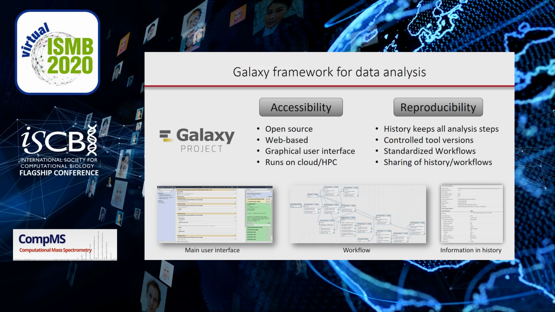Galaxy sets high standards in terms of reproducibility. The analysis history keeps for each analysis step the name of the tool, version, and all specified parameters. Tools can be combined into workflows that allow high levels of standardization and automation. Furthermore, workflows and analysis histories can be shared privately with colleagues or publicly, for example, as part of a publication.